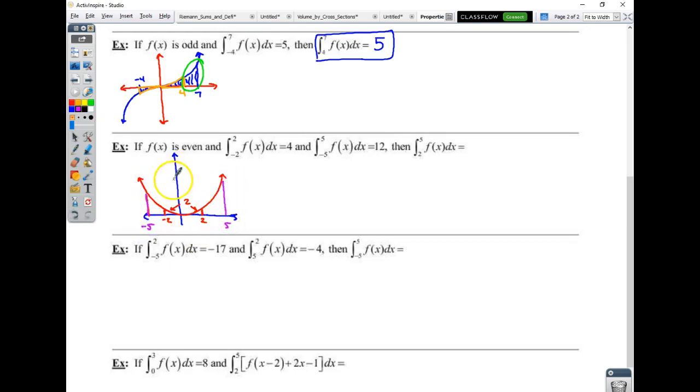It's 12, which means each of those is 6 from 0 all the way out. So if this whole region right here is 6, and this little region is 2, then this region must be 4. Using some calculation there. And ladies and gentlemen, the question asked from 2 to 5, you found your answer.